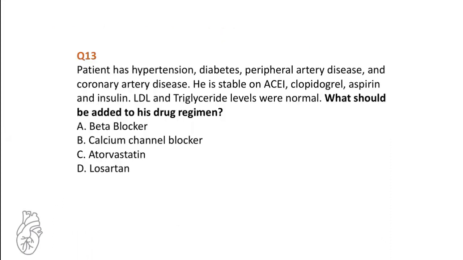Patient has hypertension, diabetes, peripheral artery disease, and coronary artery disease. He's stable on ACE inhibitor, clopidogrel, aspirin, and insulin. LDL and triglycerides are normal. Which drug to be added? Beta blocker, calcium channel blocker, atorvastatin, losartan. Maybe A.